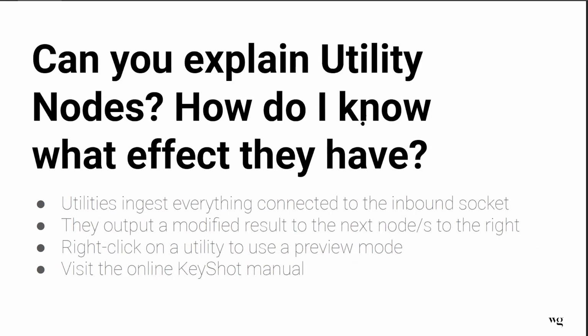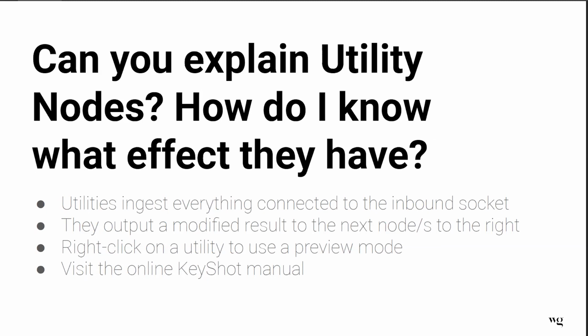So what about utility nodes? So how do you know what effect they're going to have when using them within the material graph? So the way a utility basically works is it's going to ingest everything connected to the inbound socket. That is the left-hand side of the node itself. And then they're going to output a modified result to the next node or the nodes to the right. When you right-click on a utility node, you can use one of the preview modes to see what it's going to do. And then last but not least, if you're stumped, check out the online KeyShot manual.